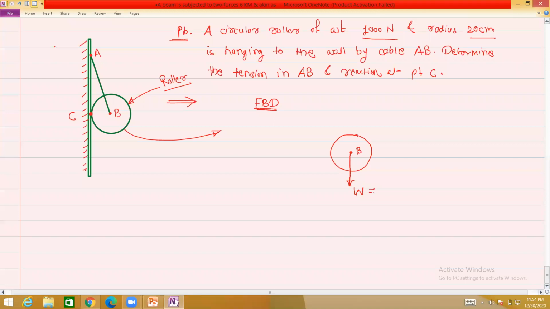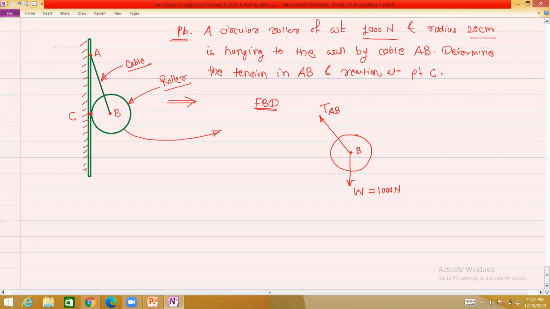So from this B point, weight will act in the downward direction. So this is W, that is equal to 1000 Newton. The second force will be the tension in this cable AB, because cable AB is supporting this roller. So this tension is directed away from the point B. So this is tension AB, or we can write this as BA.